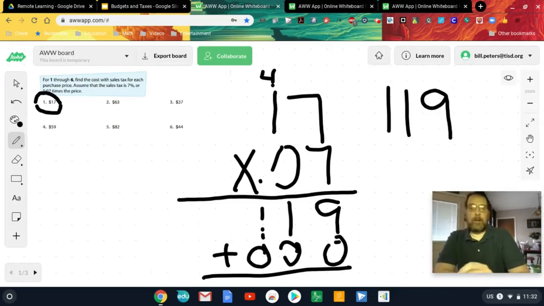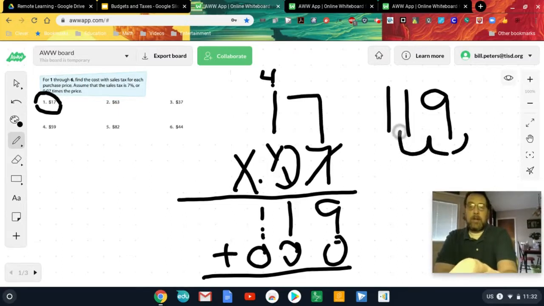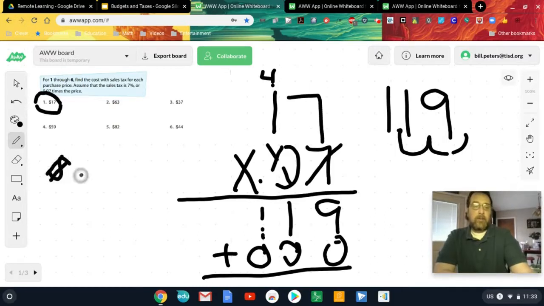Now I have the 119. I have 2 digits, 1, 2, behind the decimal. So I do 2 decimal jumps to the left, 1, 2. So therefore, the amount of tax paid on this item is $1.19.